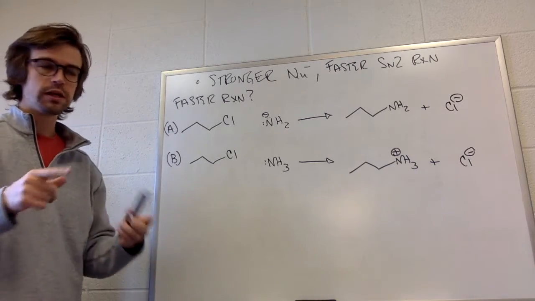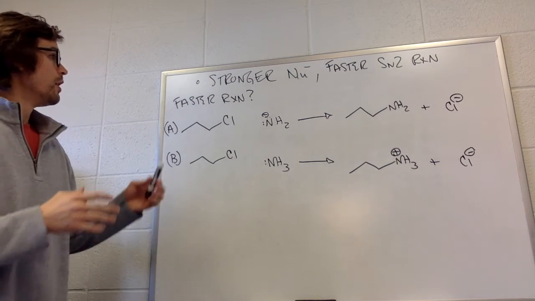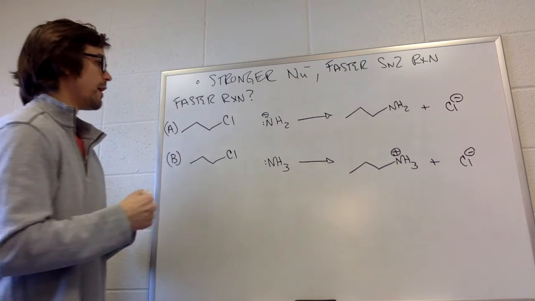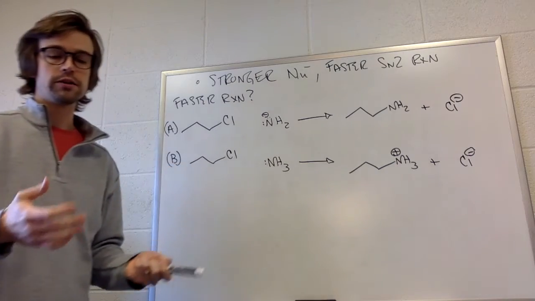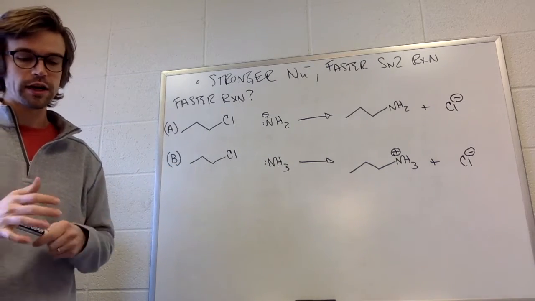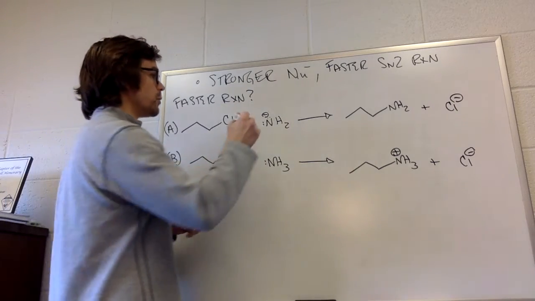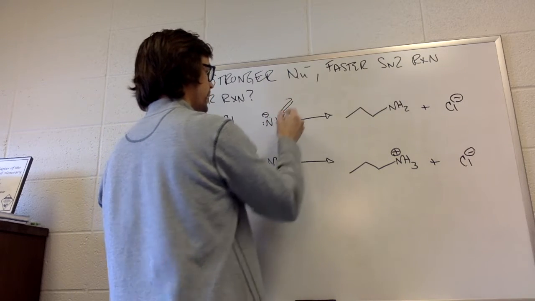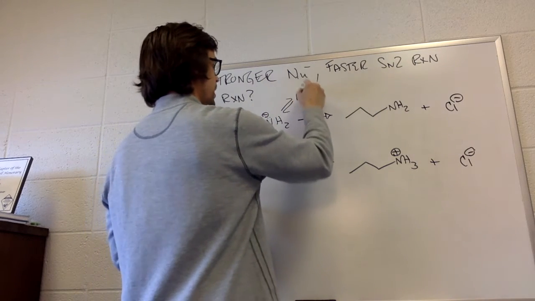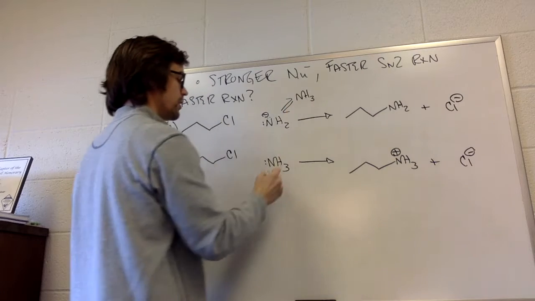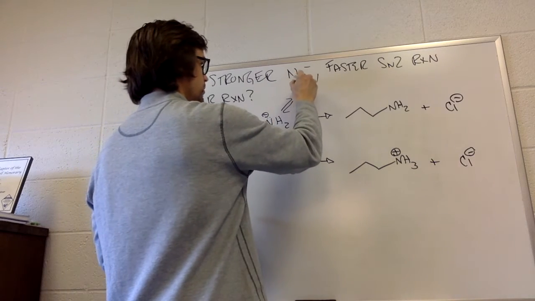So boop, you did it. All right, so which of these is a stronger nucleophile? Nucleophiles are proportional to base strength. So which of these is a stronger base? Well, let's look at their conjugate acid. NH3 is the conjugate acid of this, so this is the conjugate acid.